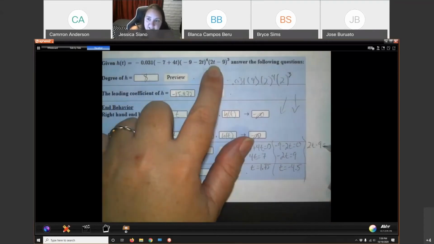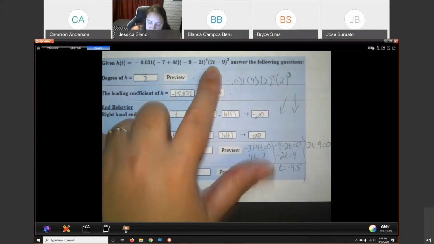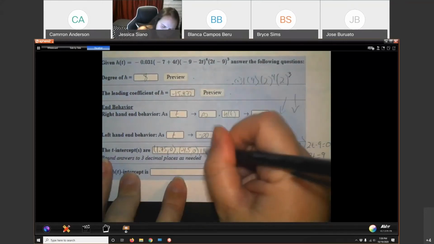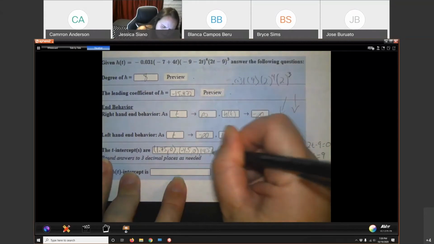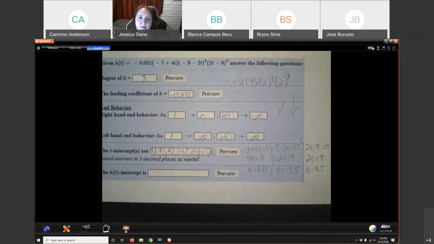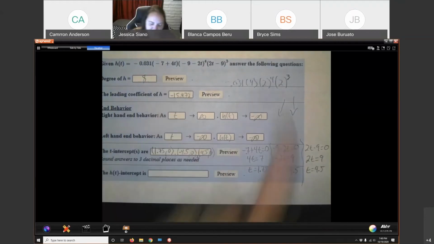2t minus 9 equals 0. Add the 9. Divide by the 2. So those are my t-intercepts. And then to get my y-intercept, we change all of our t's to 0.